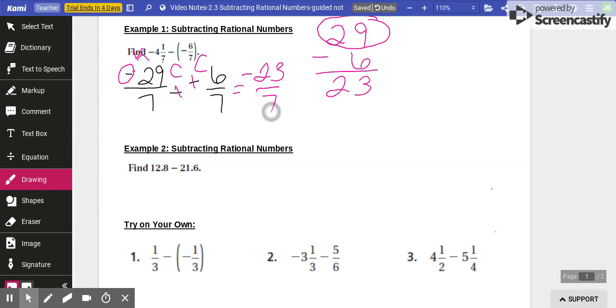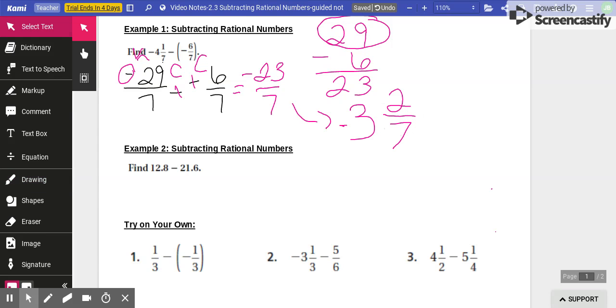-23 sevenths. From here, I am going to turn this into a mixed number. How many times can 7 go into 23? It can go in 3 times, and it would have 2 left over because 3 times 7 gives me 21. From 21 to 23 is 2. So I would have -3 and 2 sevenths. We're going to do that same kind of idea for subtracting our decimals.